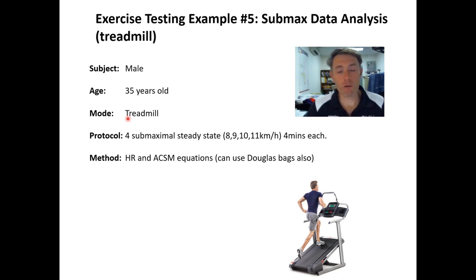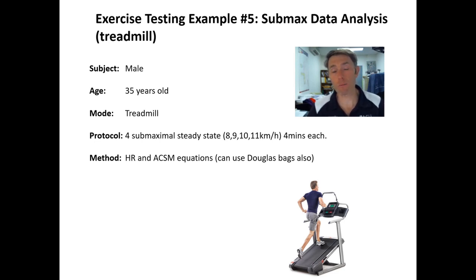So we did it on the treadmill in the lab, and we did 4 submax steady states at 8, 9, 10, and 11 kilometers per hour, 4 minutes each. So these are steady states running on a flat treadmill. We had heart rate, and we used ACSM equations to calculate the VO2.